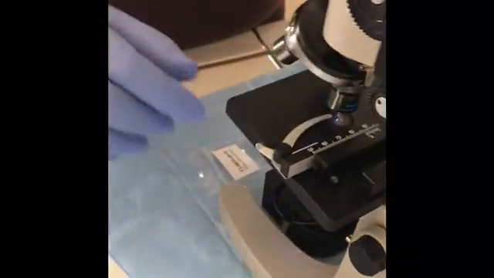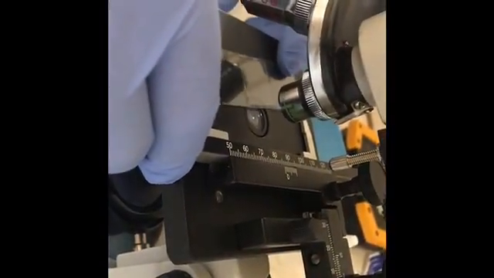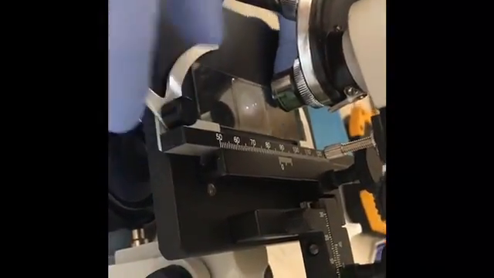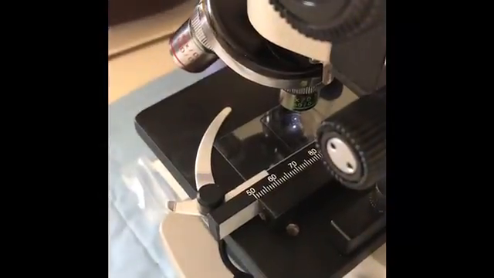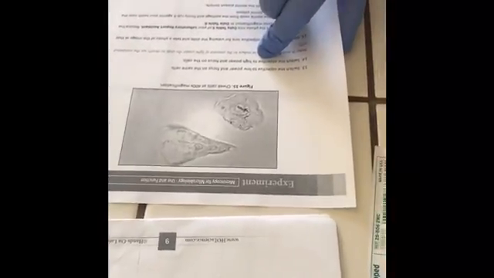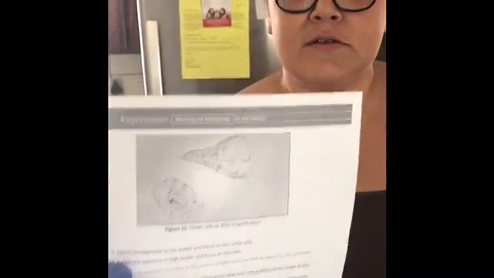Place the prepared slide on the microscope stage between the stage clips and turn on the light. My light's already on. Place this here. And focus on the scanning power, which I have it on. And then I will be looking to see that my cheek cells are magnified in the 400 power magnification and that they look similar like this.